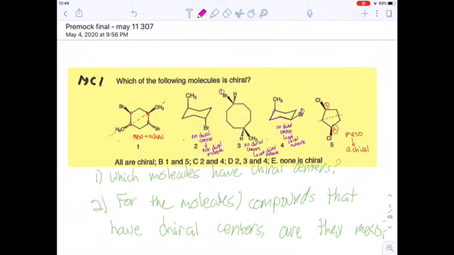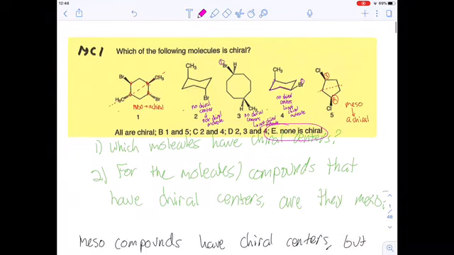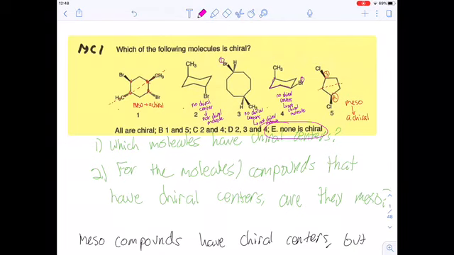So, which of the following is chiral? None of them. So the answer to this one is going to be E. None are chiral. Technically, he should have said R. Don't know why he said is.